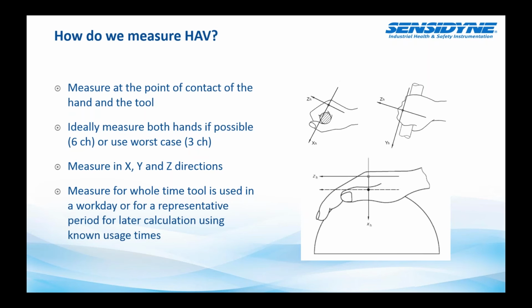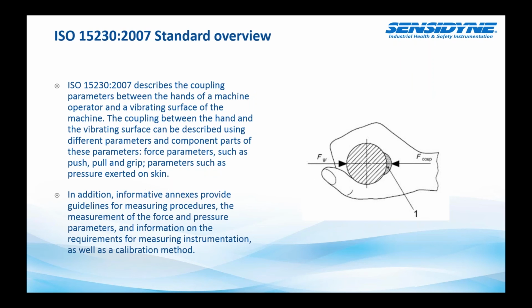So the last of the ISO standards a couple of slides ago that I mentioned, 15230, talks about the coupling between the hand and the handle and suggests that the best place to actually measure the true vibration that is being passed into the hand is to have the sensor between the palm of the hand and the handle. So we need to think of something small enough that the operator can actually still grip the handle of the tool and be measured at the point of contact.